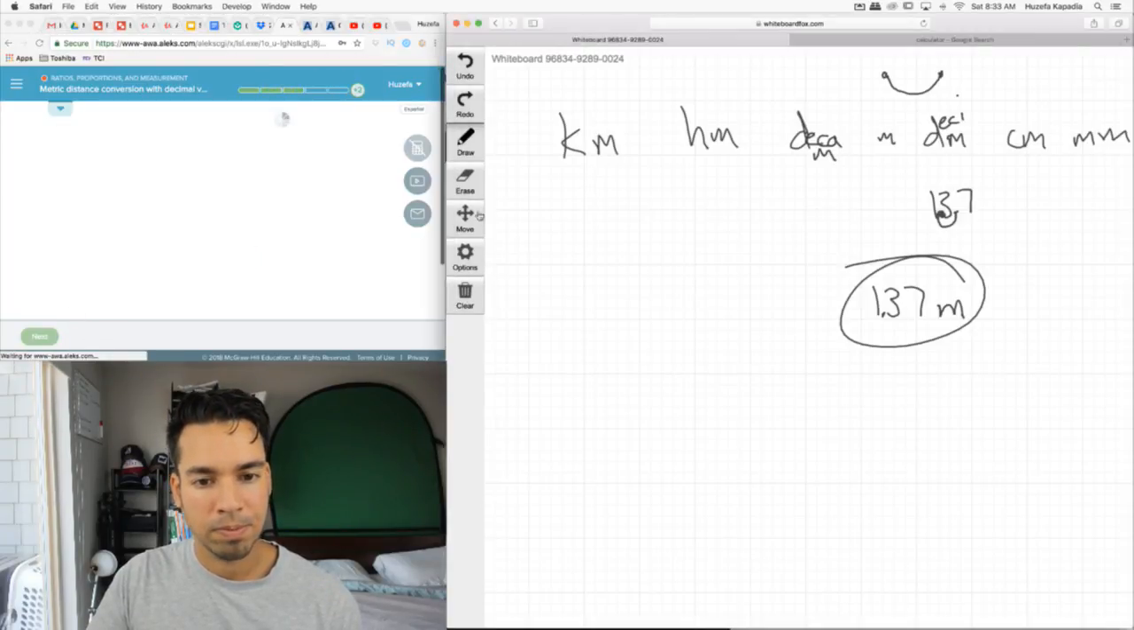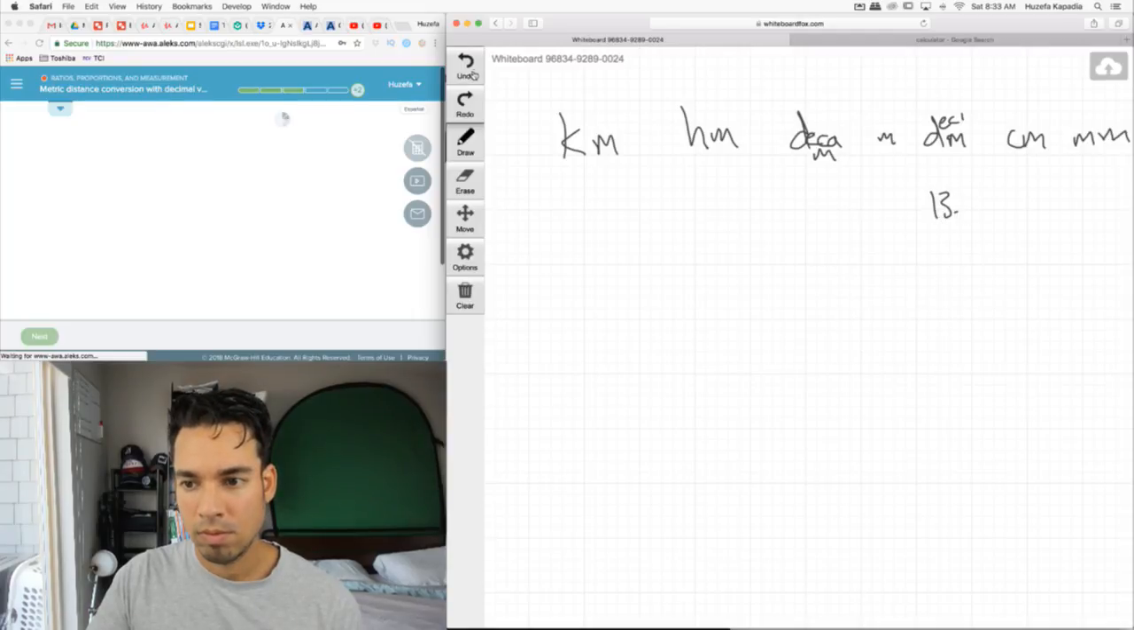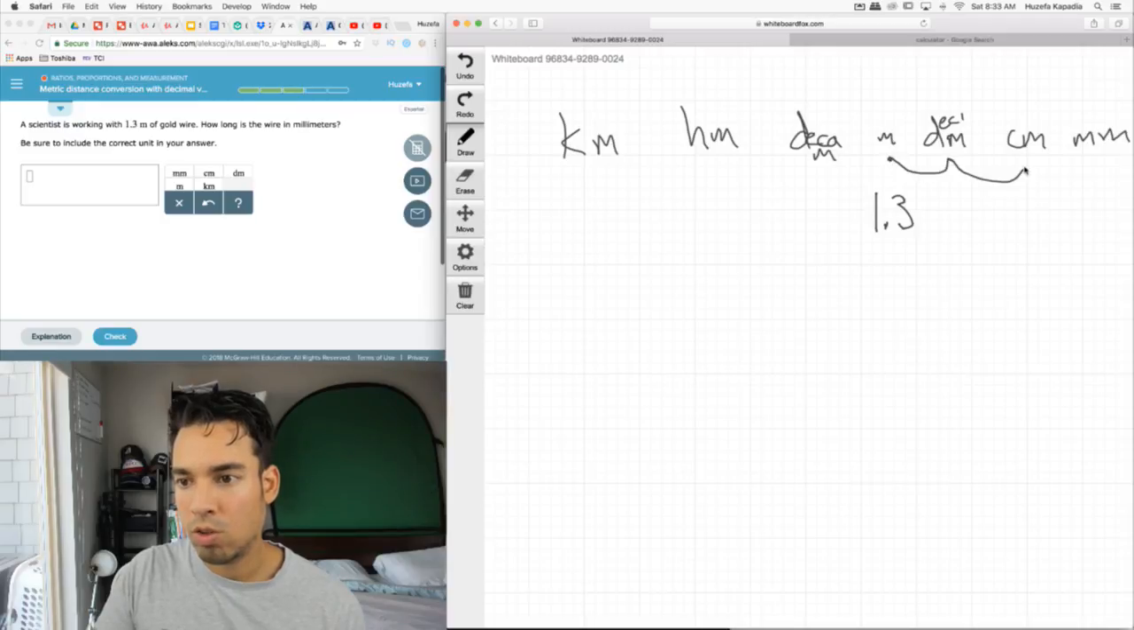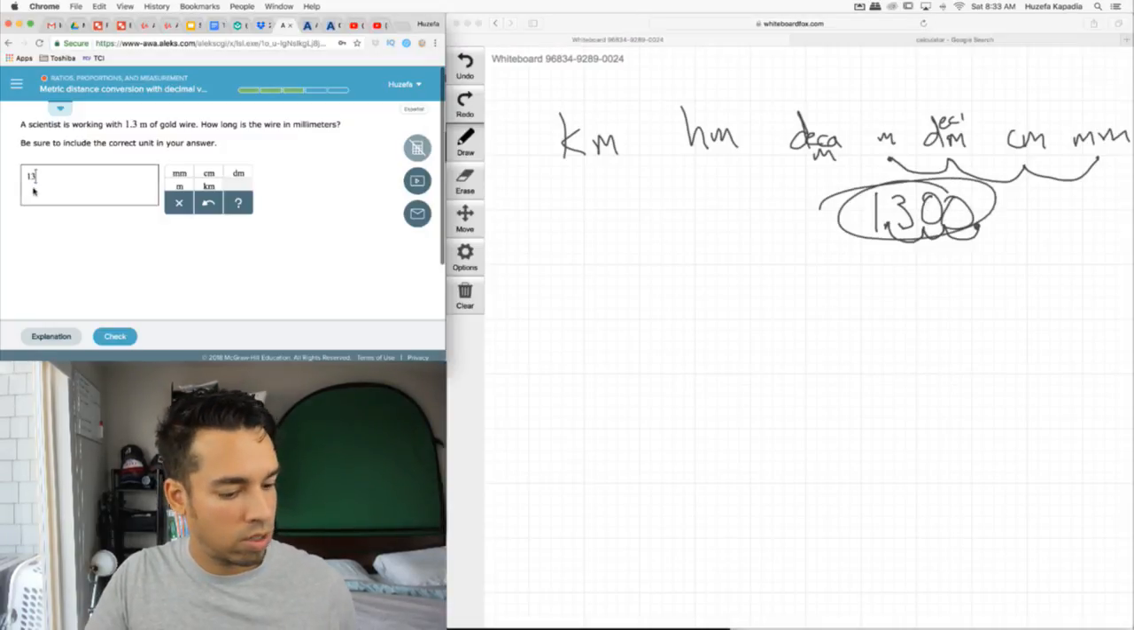All right, sweet. Finally, we got 1.3 meters. And we want to go to millimeters, so we move the decimal once, twice, 3 times. So once, twice, 3 times. And then we fill in the blanks with zeros. And we've got 1,300 millimeters.